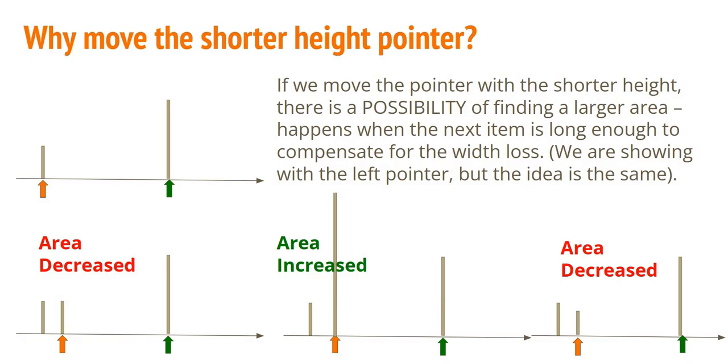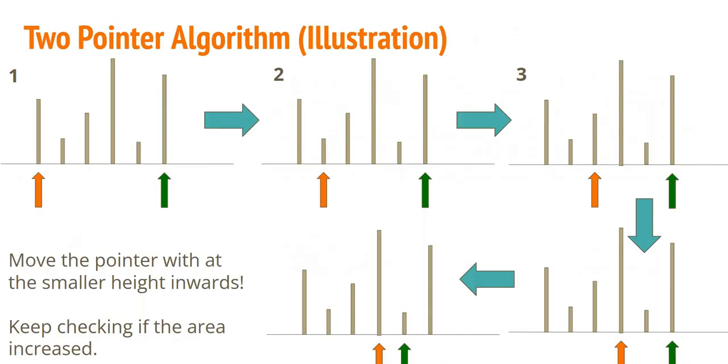If it increases, well and good, I update. If it doesn't increase, it also doesn't matter, but I went in the right direction. So I can keep applying this rule till the two pointers meet, and that is the end of my algorithm. Very beautiful. Think about it. Happy to discuss, but work through some examples and convince yourself that moving the shorter length pointer inwards is the right way to do it.